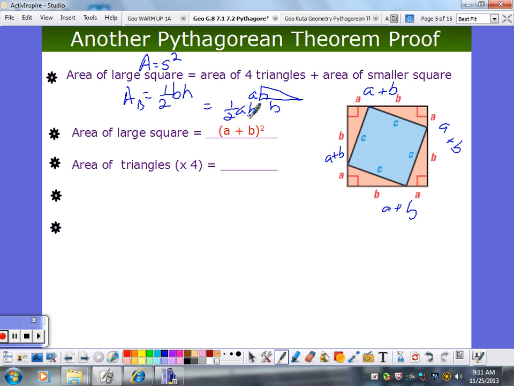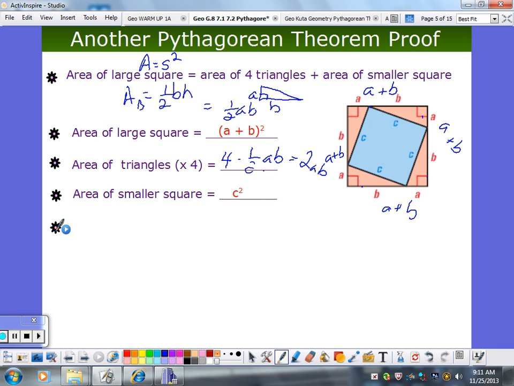4 of them. So I really want 4 times these, don't I? I want 4 of 1/2 AB. And what is 4 times 1/2 AB? 4 times 1/2? 2. 2 AB. So that's the area of all of them together. Now I need the area of the blue one also. What's the area of the smaller one? C squared, because each side is C. So C times C will give me that area.